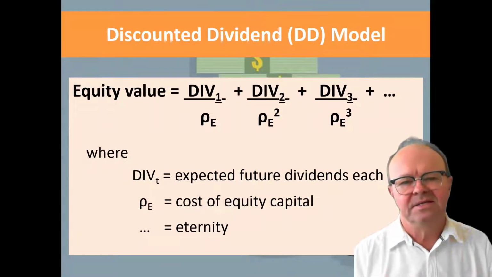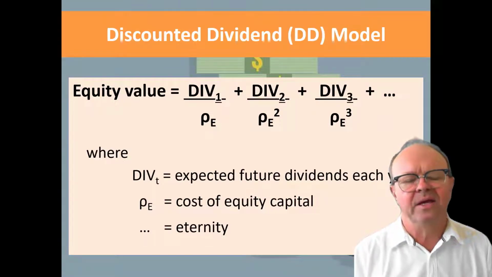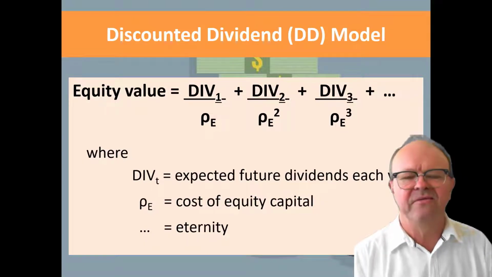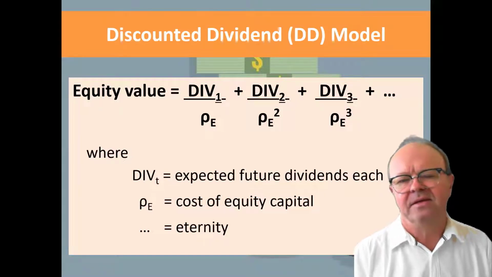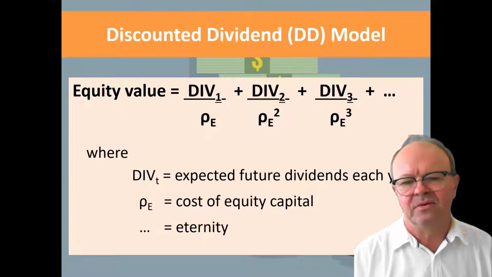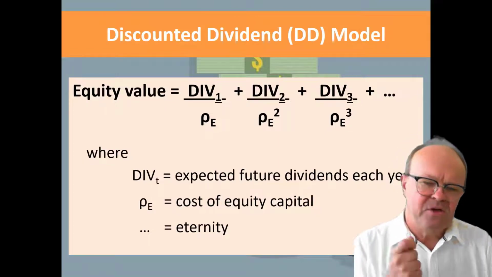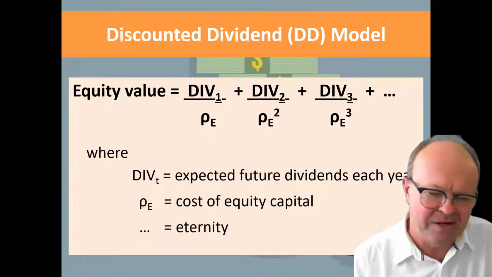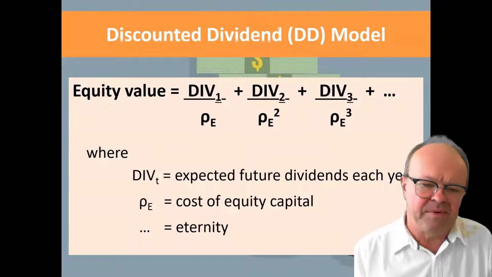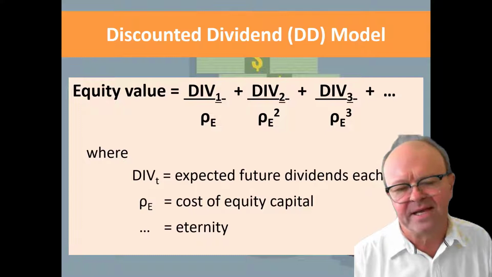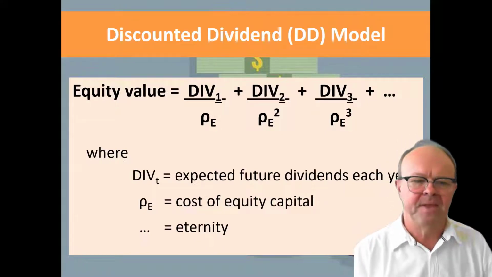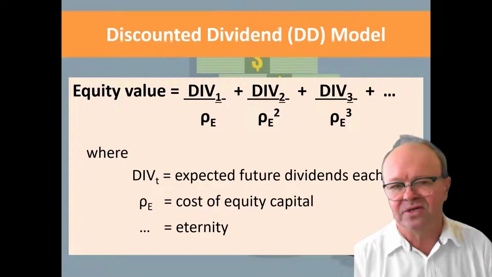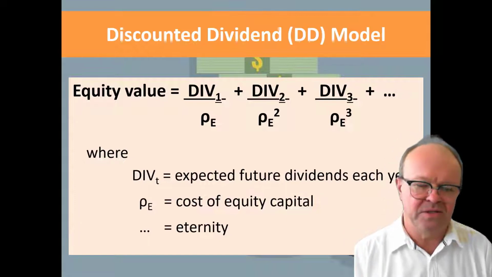The dividend discounted dividend, or DD, model is equity value equals dividends in year one divided by the cost of equity capital, plus dividends in year two divided by the cost of equity capital squared, the dividends in year three divided by the cost of equity capital cubed, plus ... So the expected future dividends each year out into eternity, forever. And the cost of equity capital, if it's 8%, we'd express it as 1.08. So that's the value of a share, the dividends we would get in the future, right to eternity.